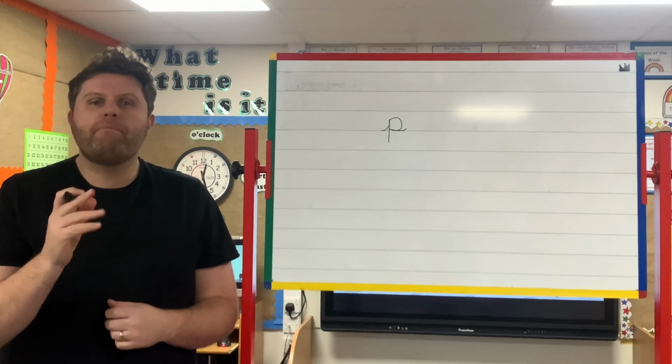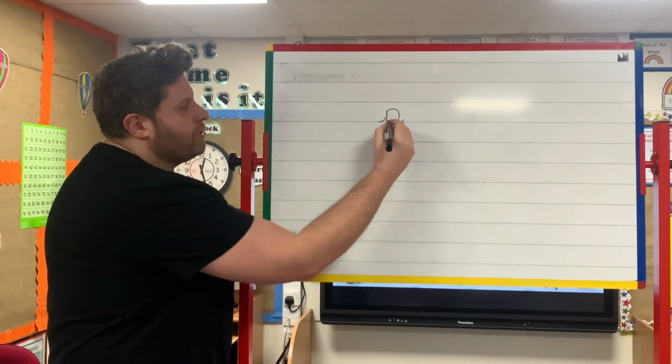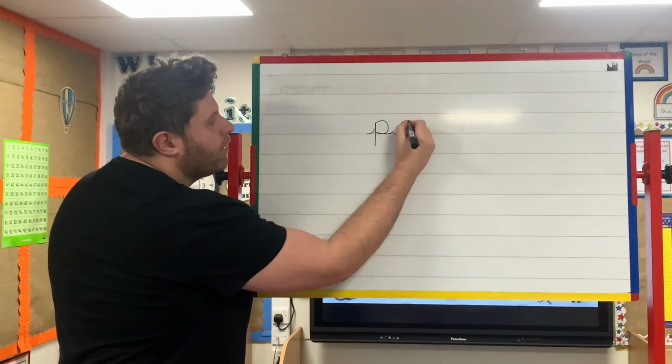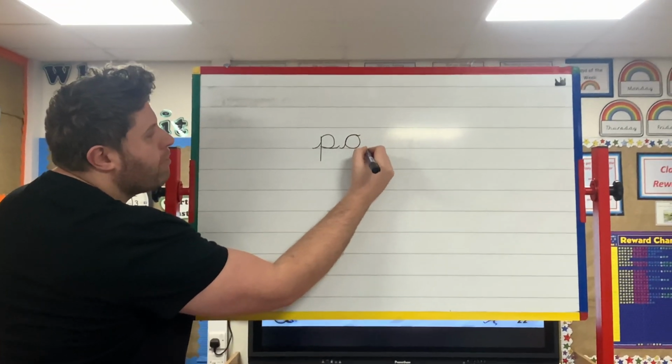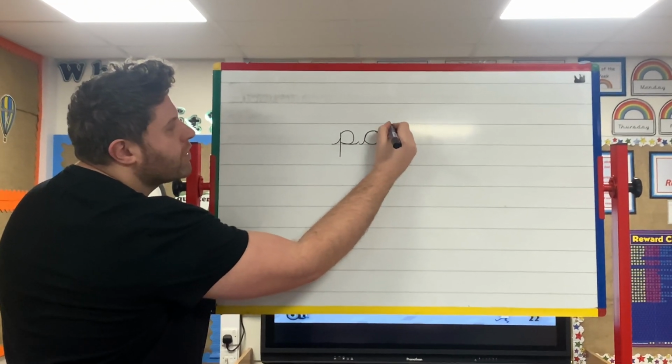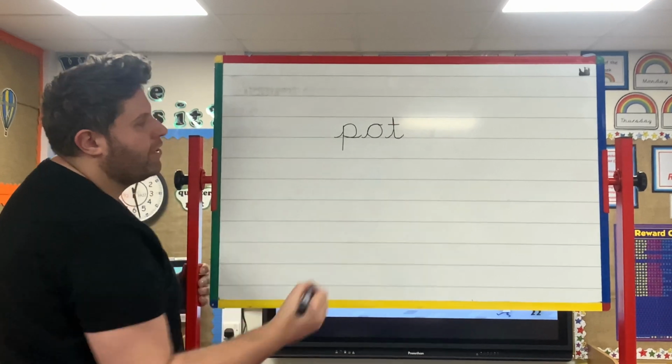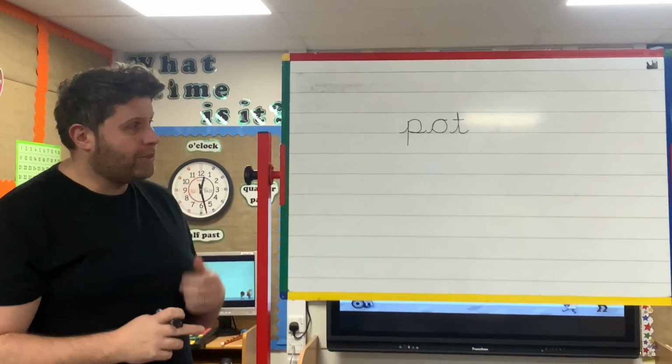What comes next? P, o. So I need to do an o. Start at the bottom, back around, pot. Hot, tall, well done. Thank you for helping me with that, boys and girls.